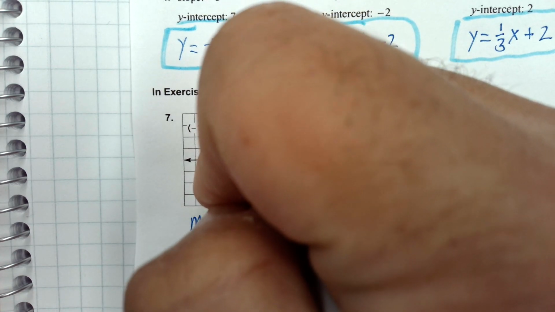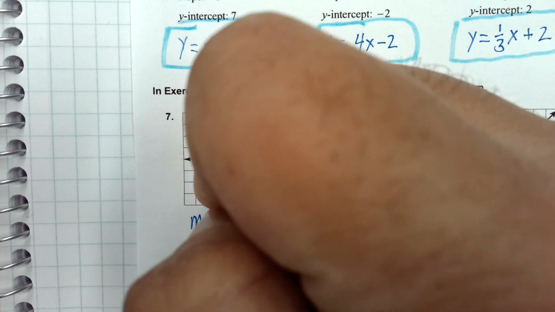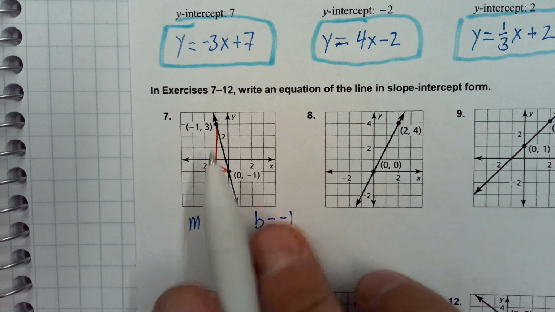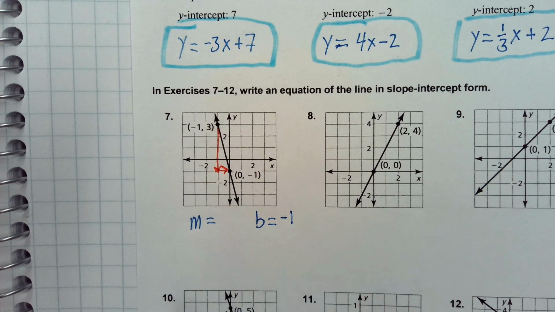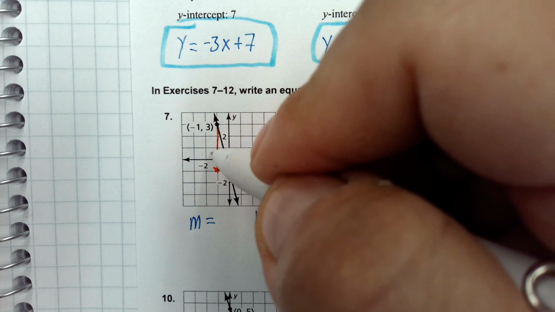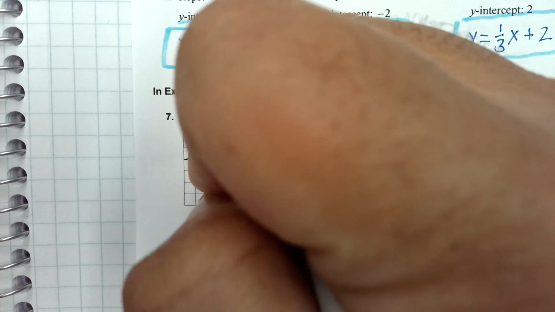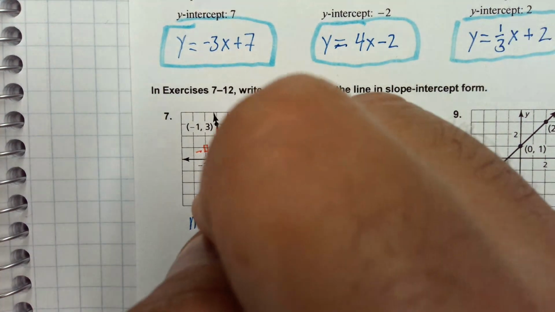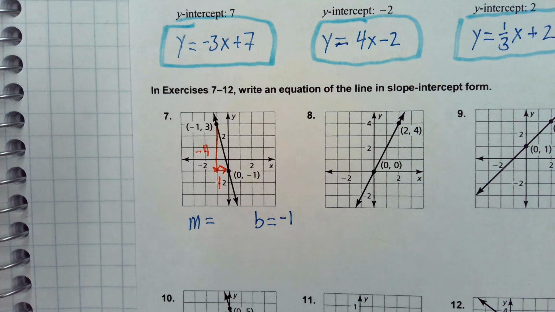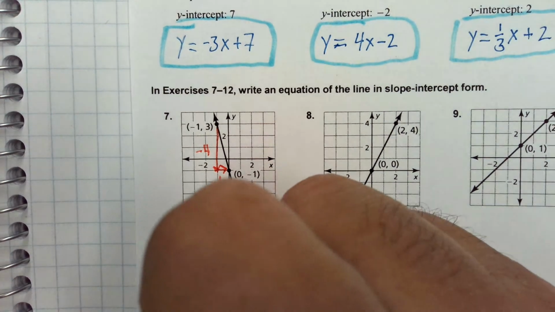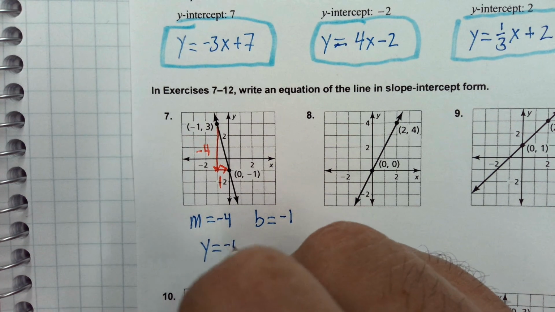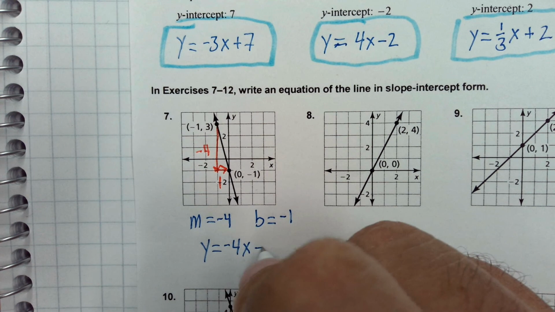Start at the point that's furthest to the left and move your way to the point furthest to the right. So in this case, we're starting at -1, 3, and we're moving to 0, -1. So I'm going to go down 1, 2, 3, 4. -4. And then I'm going to move to the right. So that's going to be +1. So the slope is -4 ones, but just write it as -4 in this case. And we got our equation, y equals -4x minus 1.